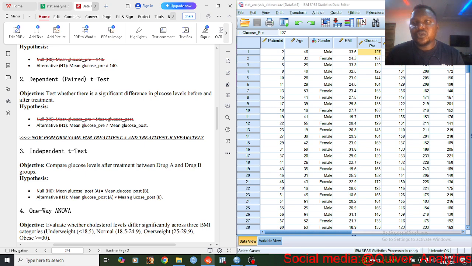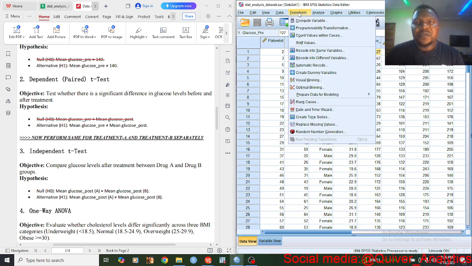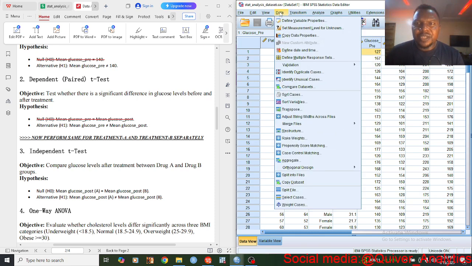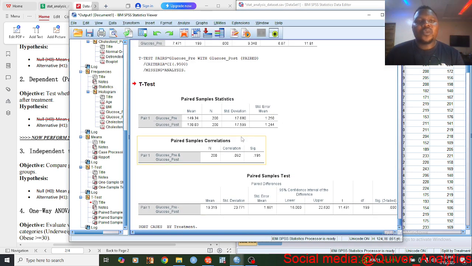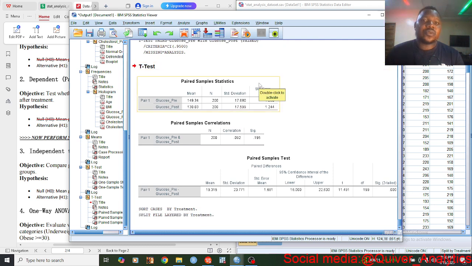So you can come here. This is split file. It can also be found in Data. You see split file here. So compare groups, and you go to treatments, put in your treatments. Your treatment is A and B. So whatever analysis you do, it's going to carry it out in those groups.